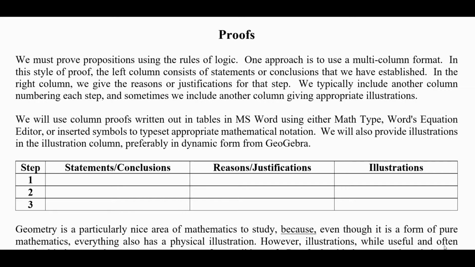One approach is to use a multi-column format. In this style of proof, the left column consists of statements or conclusions that we have established, and the right column consists of the justifications or reasons. Sometimes this is called a two-column proof, or I've seen it called a T proof. Sometimes we'll add another column that has the step numbers, and occasionally we'll add another column with illustrations. But at least this is a two-column proof.